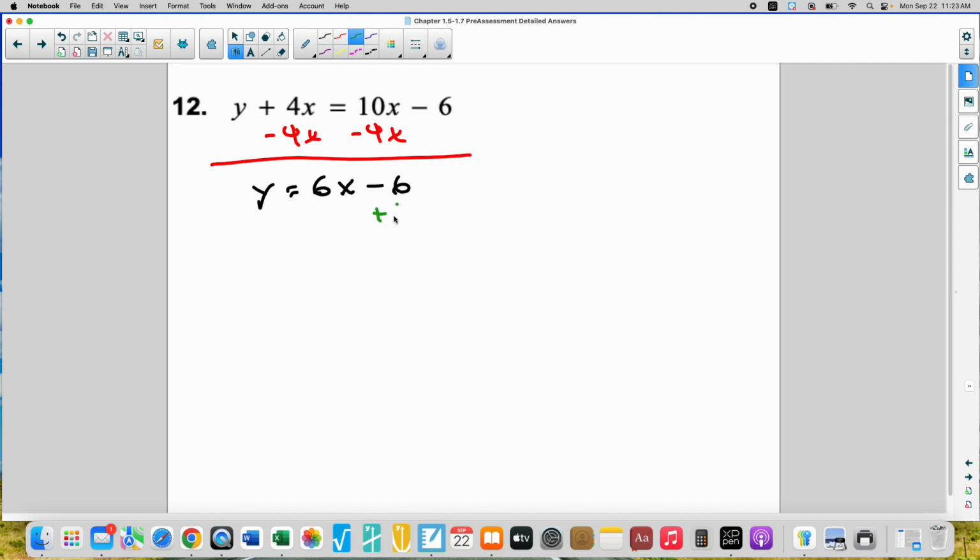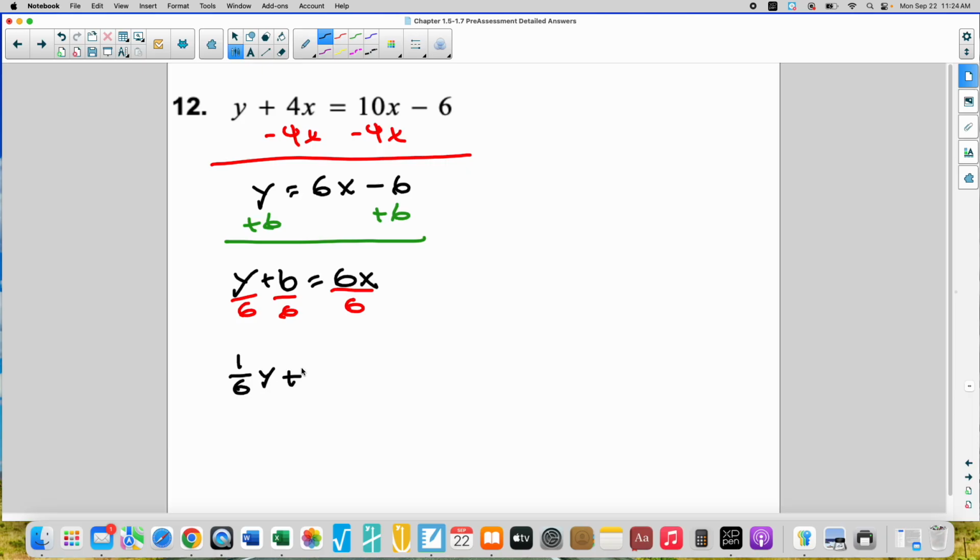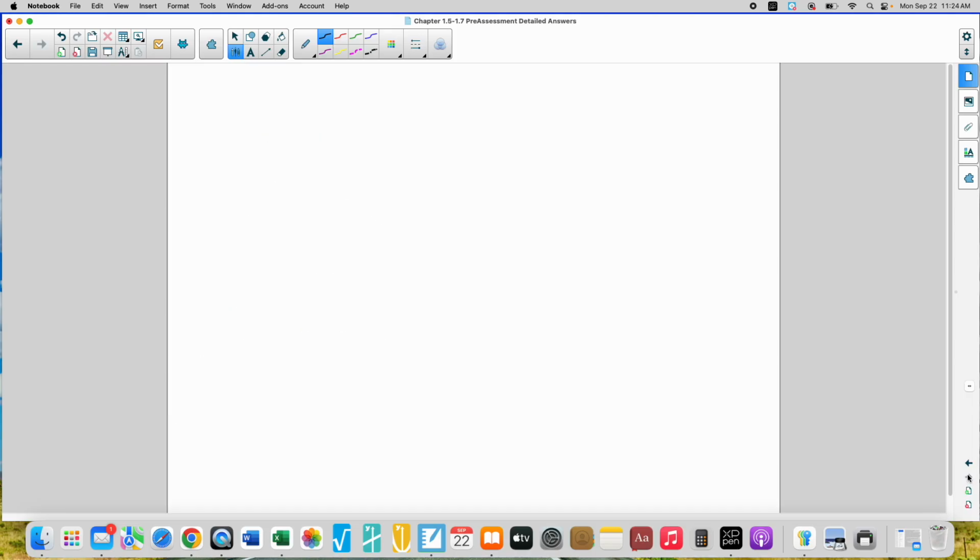Now let's get rid of the constant. We get y plus 6 equals 6x. Let's divide by 6. I'm going to divide each piece by 6. That gives me 1/6 y plus 1 equals x. I did that just because they're like factors.